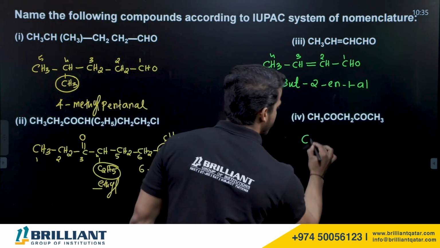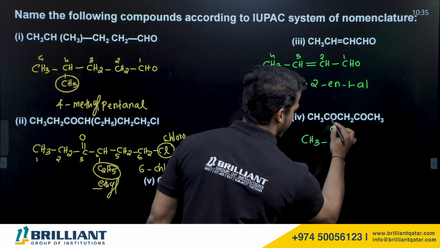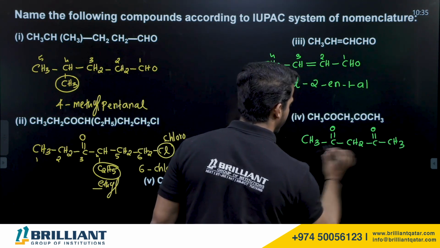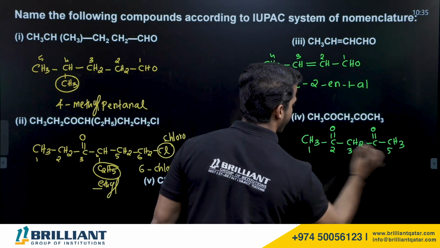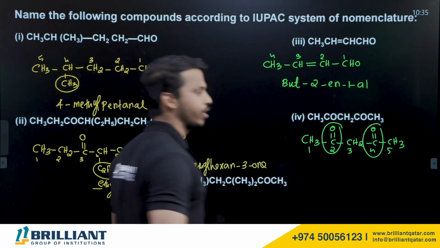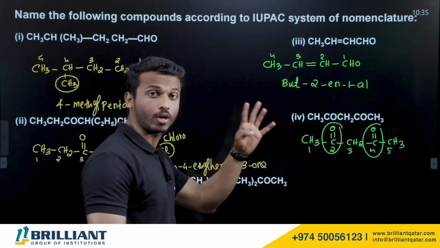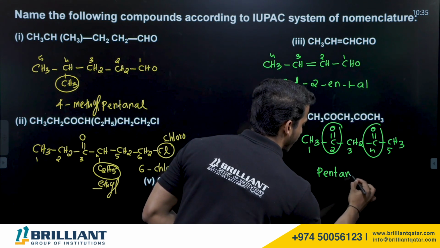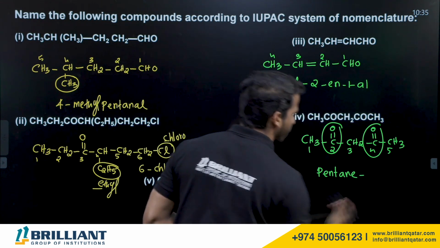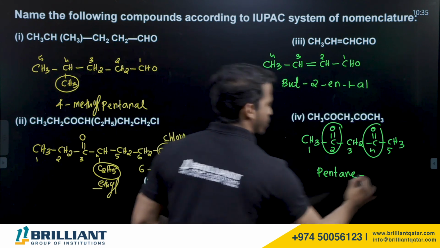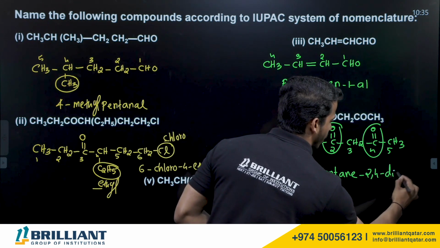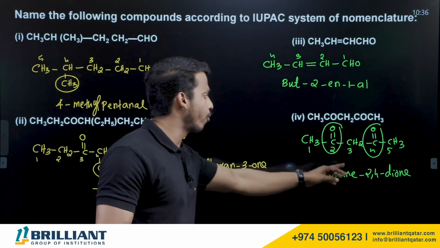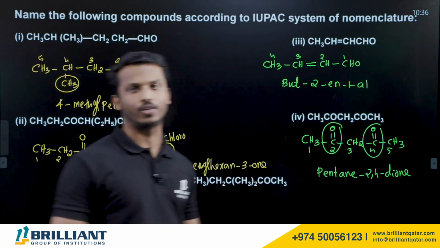Question number 4. CH3CO, it's a ketone. CH2, CO, CH3. The longest chain is this one, 1, 2, 3, 4, 5. At the second position and fourth position, 2 ketones are there. Total 5 carbons in the compound, so we say pentane, an alkane chain. At the second and fourth positions there are 2 ketones, therefore 2,4-dione. Pentane-2,4-dione. Second and fourth position, 2 ketones, dione.